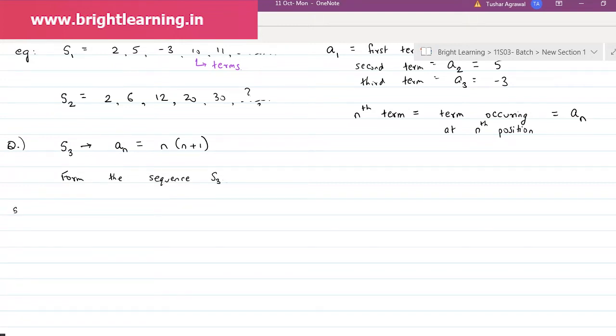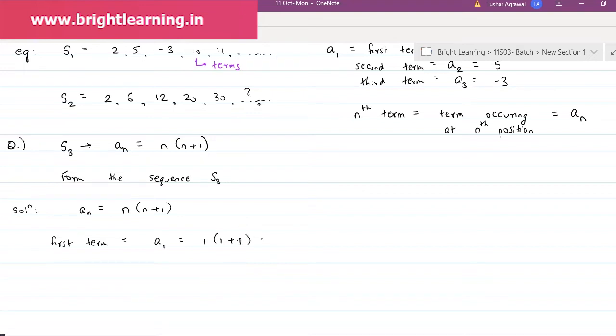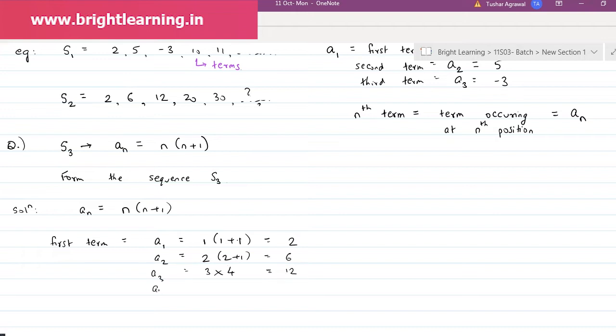How will you calculate the first term? An is given by the nth term, which is n multiplied by n plus 1. If you want to calculate the first term, a1, you observe that in place of n you put 1, so it becomes 1 into 1 plus 1. The answer is 2. For the second term, in place of n you put 2, so it becomes 2 into 2 plus 1, and the answer becomes 6. The third term is calculated by 3 multiplied by 3 plus 1, so the answer becomes 12. The fourth term will be 20, 4 into 5.